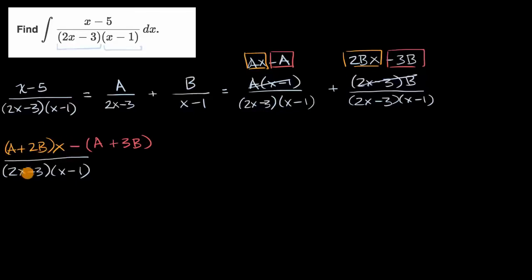And now we can see the pattern. We can say, all right, our denominators are the same. So this thing in our numerator has to be the same thing as x minus 5. So whatever our coefficient here is on x, that's got to be equal to 1. That's the coefficient on x.